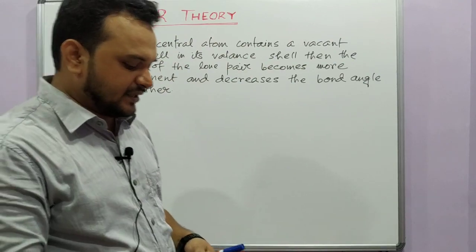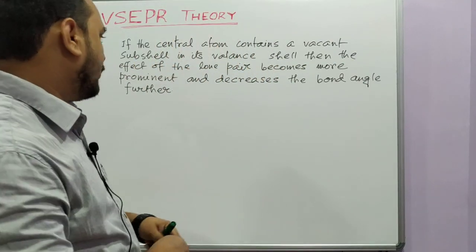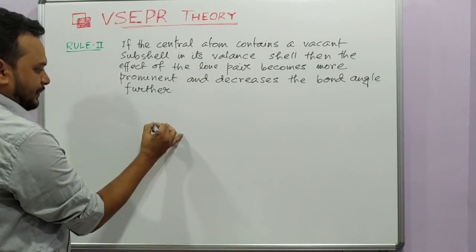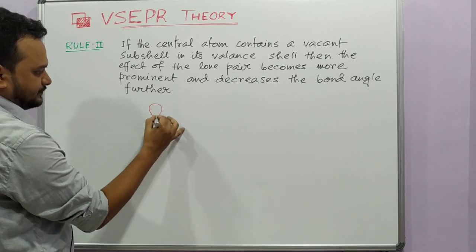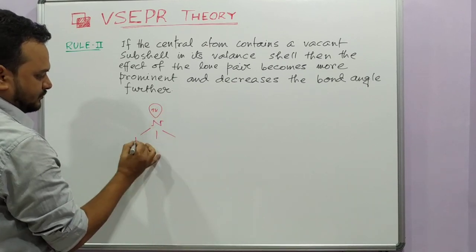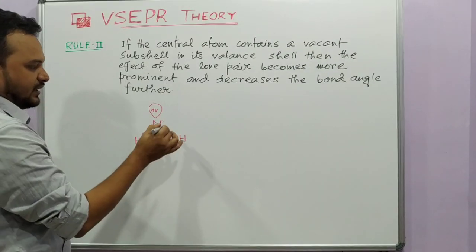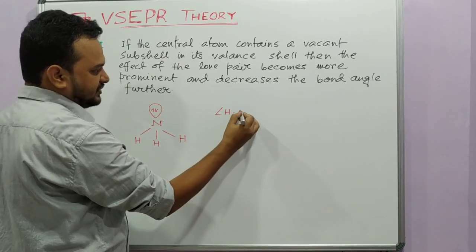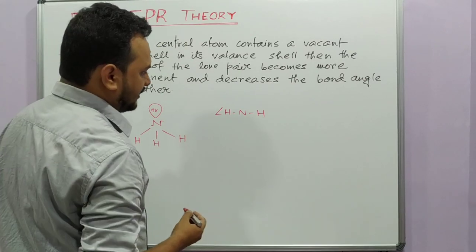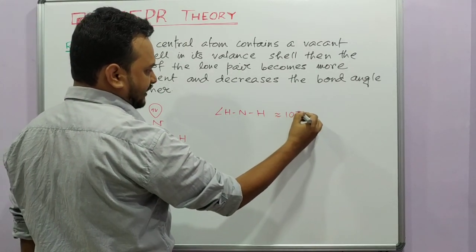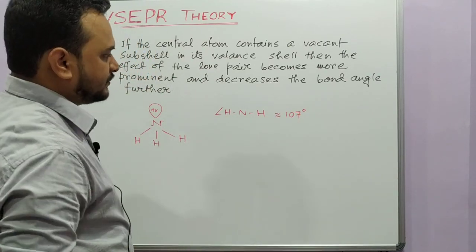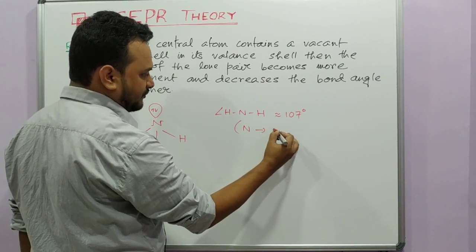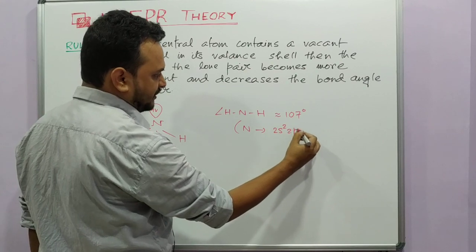So for example, we are taking two molecules, one is ammonia and another is phosphine, PH3. First we are taking ammonia, NH3. For this one we have one lone pair, and we have already seen that because of greater lone pair-bond pair repulsion, the bond angle H-N-H decreases from 109 degree 28 minute to 107 degree. So this can be explained in terms of rule number 1. And here the central atom nitrogen has valence shell electronic configuration 2s2 2p3.